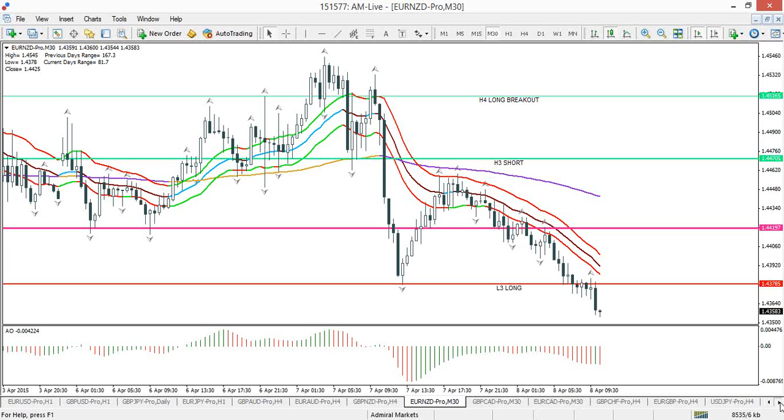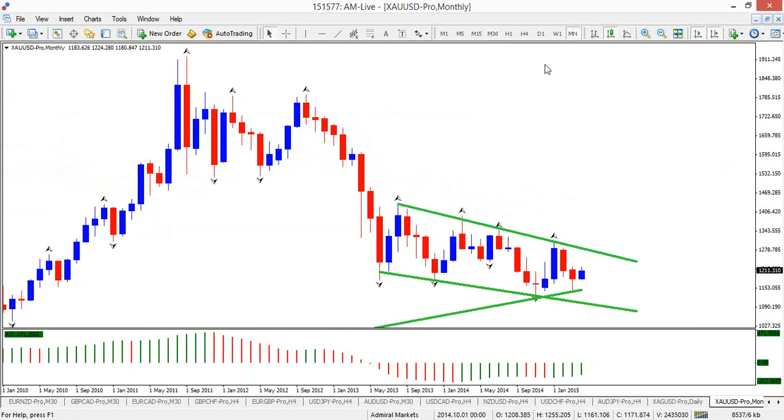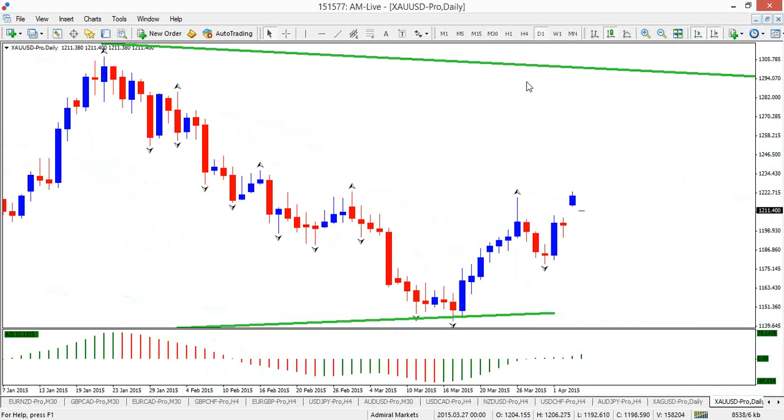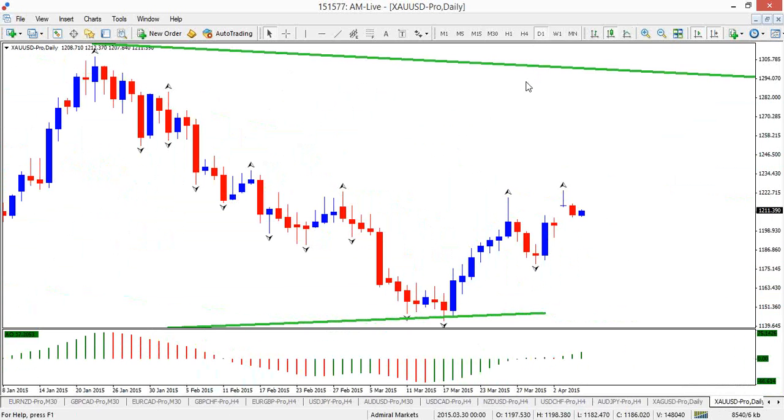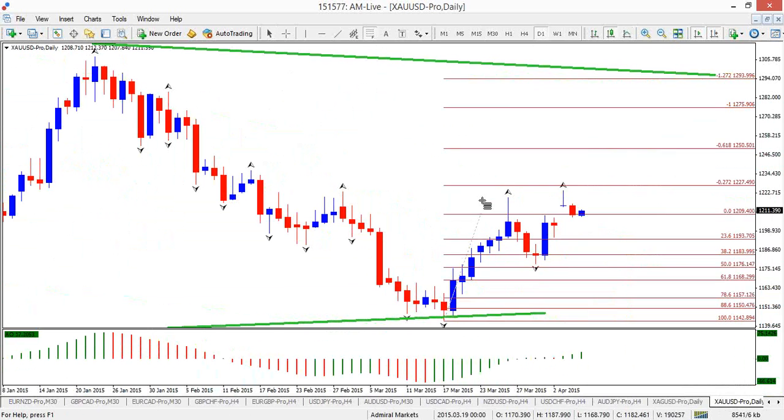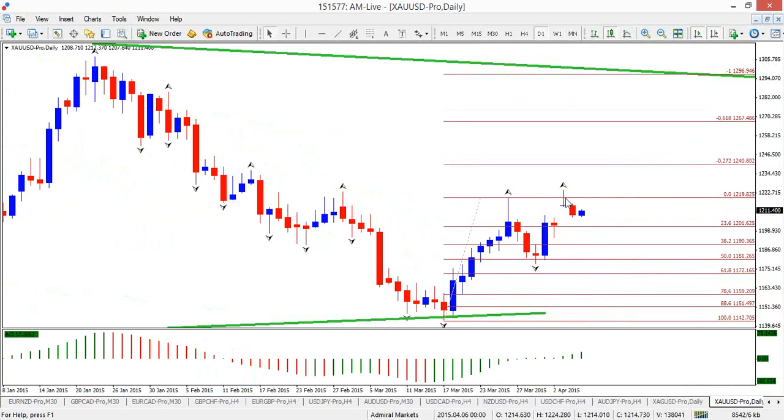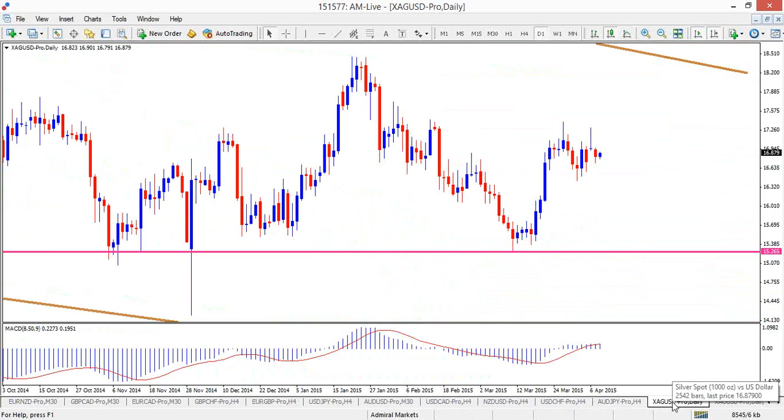Let's take a look quickly at gold, what's it doing here. Let's see. We trace back to the 50 fib, bouncing up again. Silver didn't go that deep.